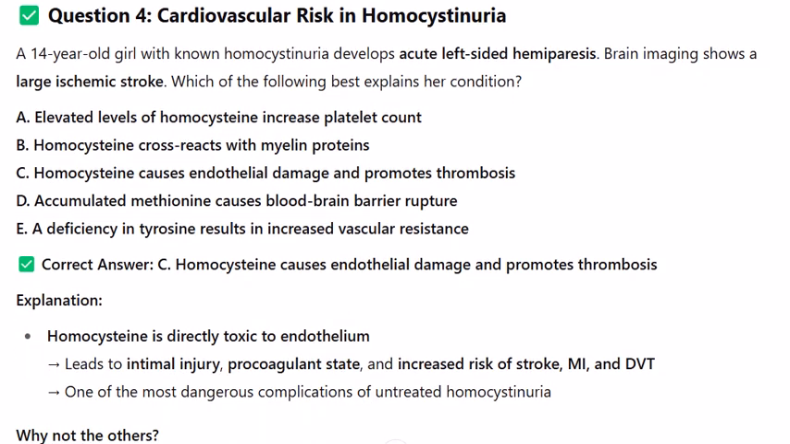Question 4. Cardiovascular risk in homocystinuria. A 14-year-old girl with known homocystinuria develops acute left-sided hemiparesis. Brain imaging shows a large ischemic stroke. Which of the following best explains her condition?